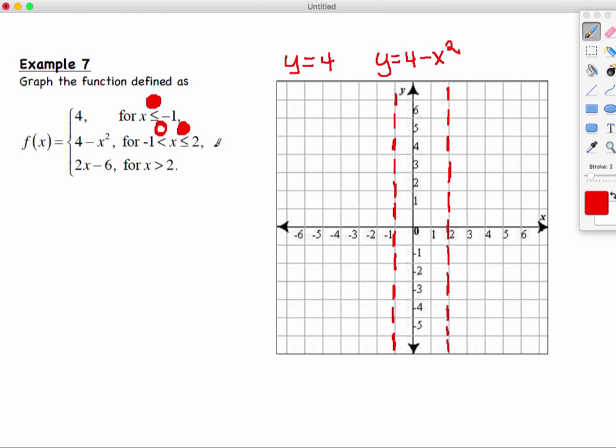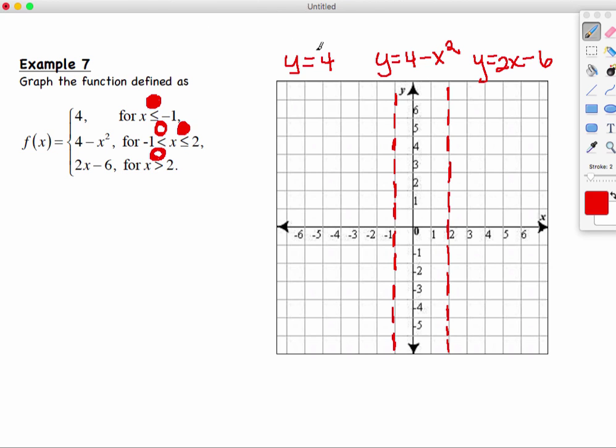And then finally, the last part of my graph, for any x value that's greater than 2, I'm going to have the equation y equals 2x minus 6. And that is going to be an open circle and not include that point.